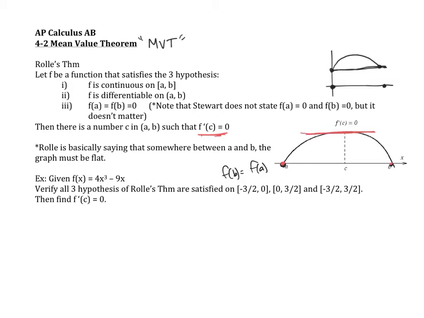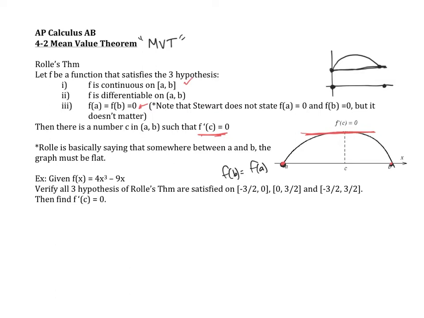If I connected it like this, I would have had it down here. If I connect it some weird way, then I'll have a horizontal tangent here, there, and there. So it doesn't matter how I connect a and b, as long as it's continuous, as long as it's differentiable on that open interval, and as long as f(a) equals f(b), and most books will just say it's 0, then somewhere along there I will have a horizontal tangent that I can draw. So somewhere between a and b, the graph must flatten out.